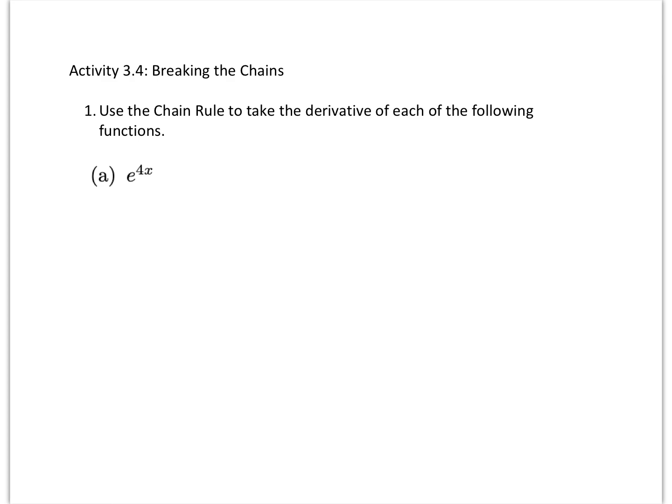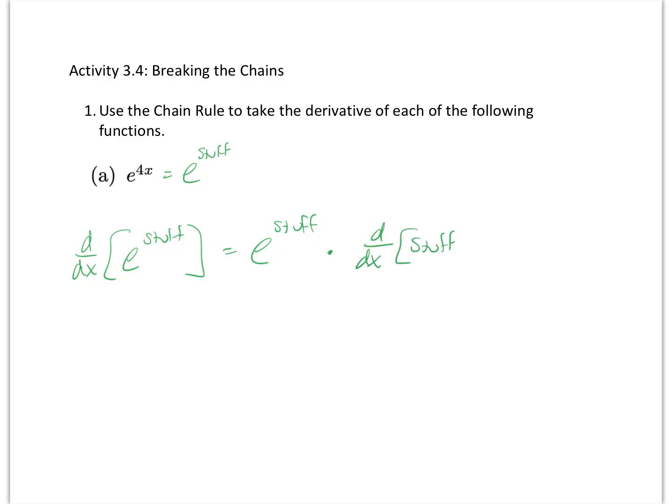Okay, welcome back. We are going to use the chain rule to take the derivative of each of the following functions, e to the 4x. So we're going to think of this as e to some stuff. The derivative of e to some stuff would be e to the stuff because the derivative of e to the x is e to the x. But then I have one last step where I have to multiply by the derivative of the stuff.